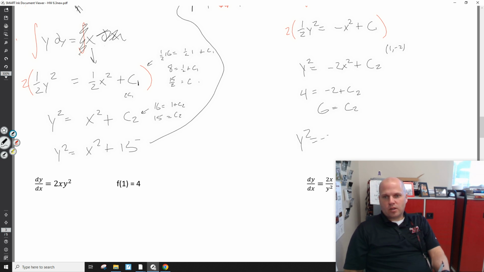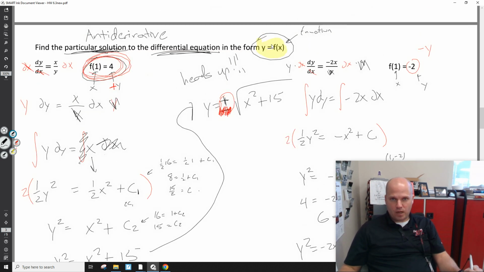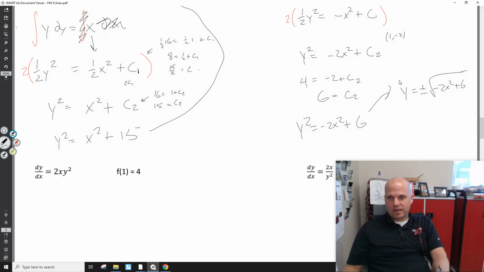Now I have y squared equals negative 2x squared plus 6. I want to solve for y. I'm going to square root both sides. I need a plus or minus, but I don't want a plus or minus because I have a function that I want. I have to have one output for every input. I pay attention to the fact that when I plug in x's, I need to get a negative and only a negative y. I only want negative y's, so I'm only going to pick the negative half of things. Okay? This is my solution.